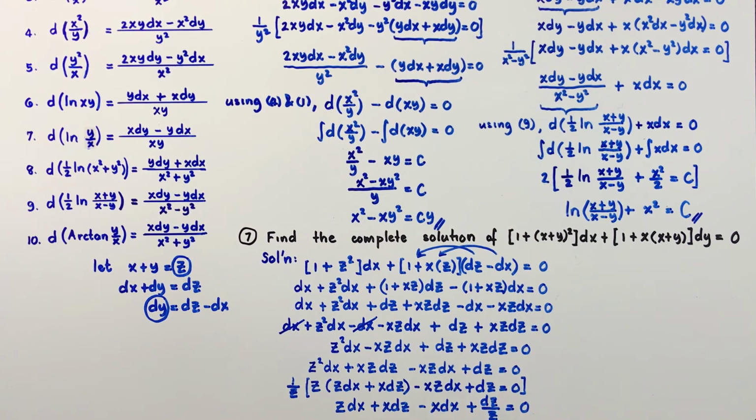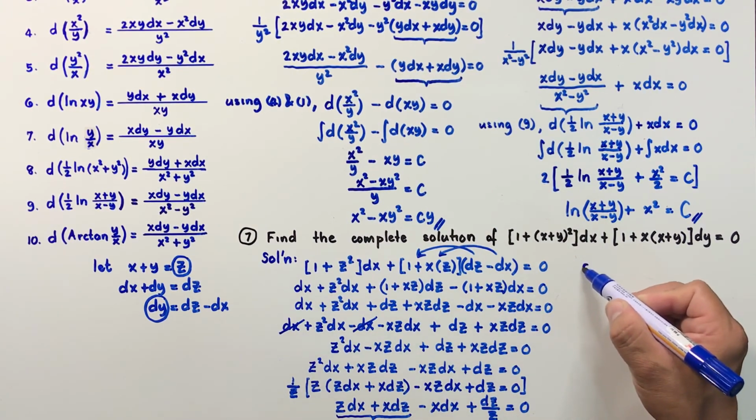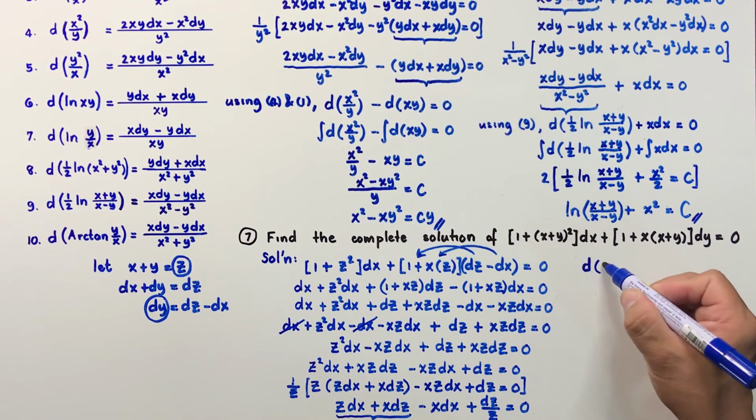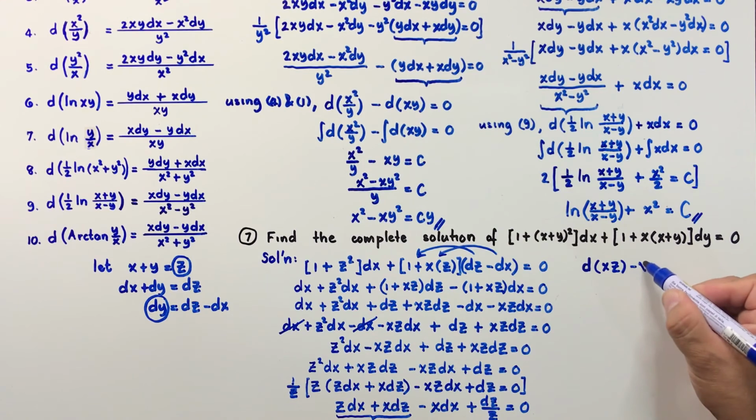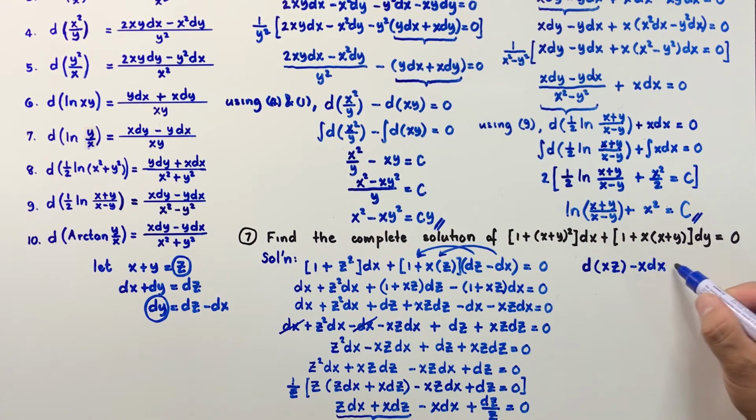Now looking at this expression here, we realize that these first two terms form an integrable combination, which is the differential of a product of x and z. So instead of writing this one, we will write its equivalent differential, which is the differential of x times z. And this will be subtracted by x dx plus dz over z, which is equal to 0.